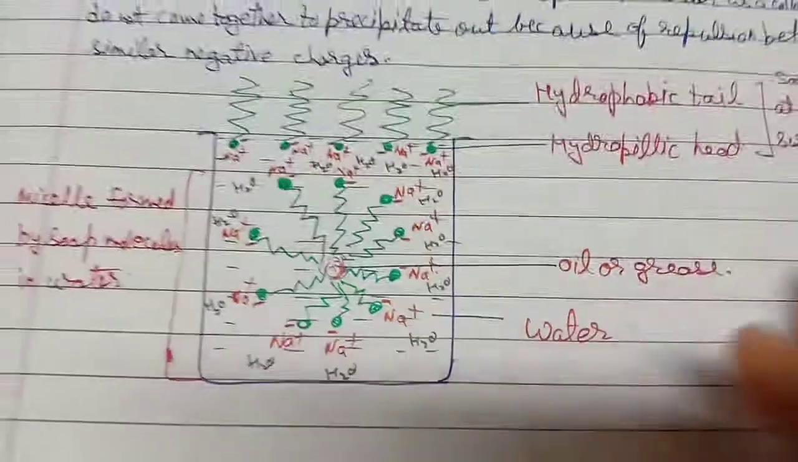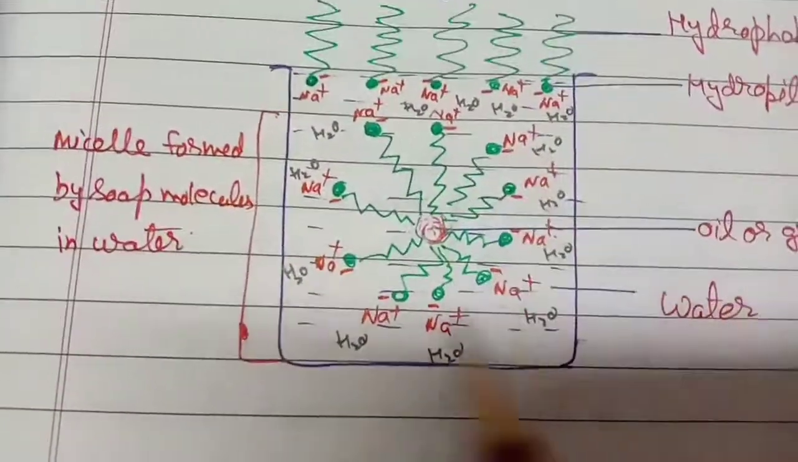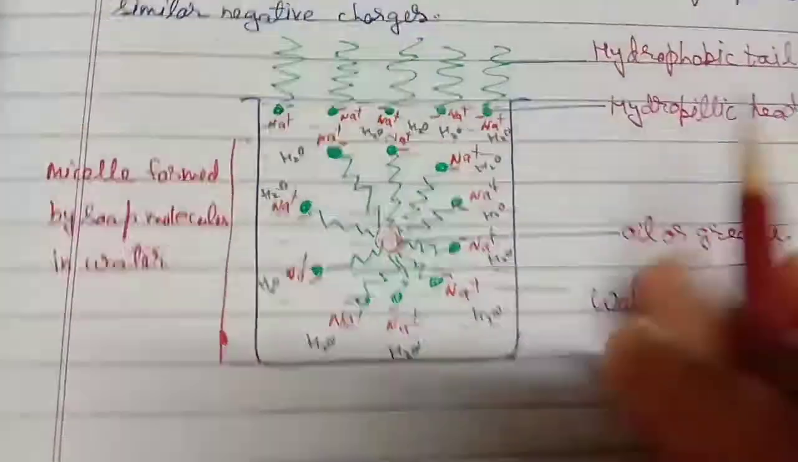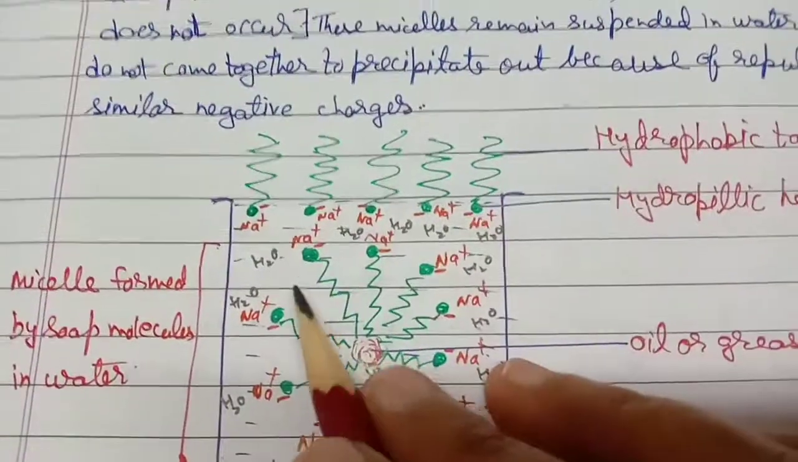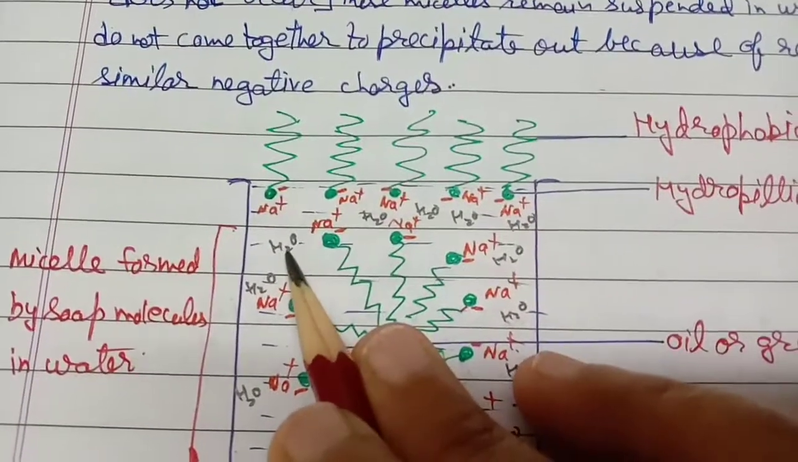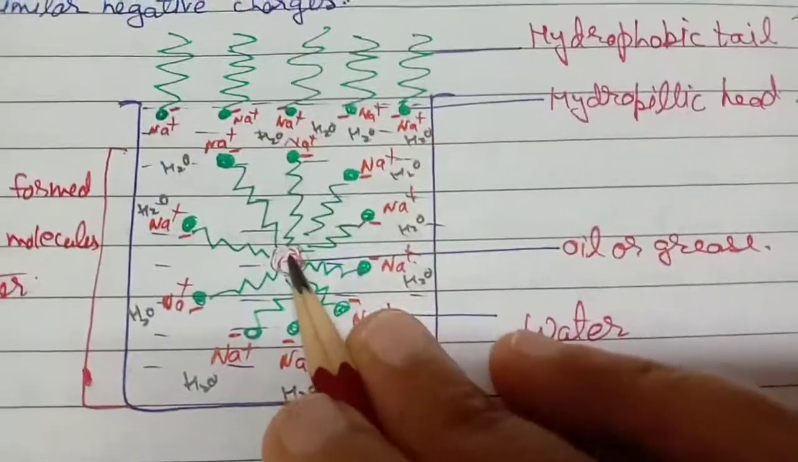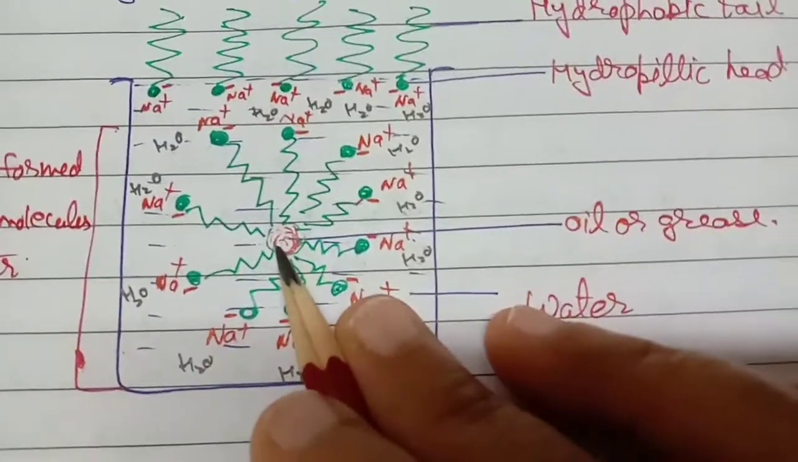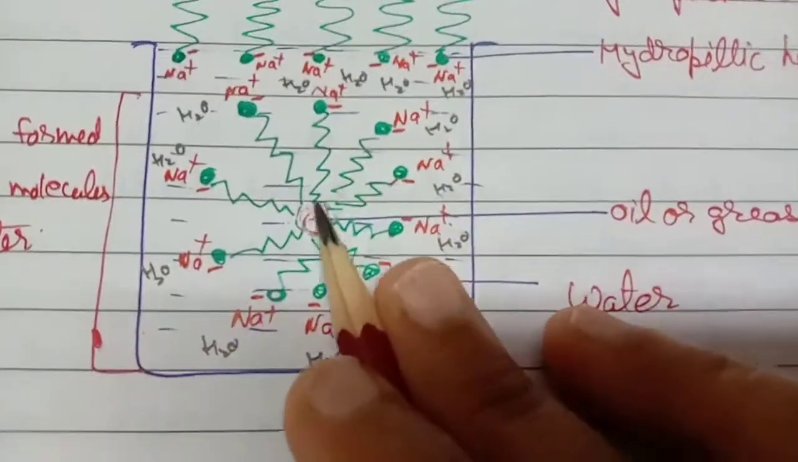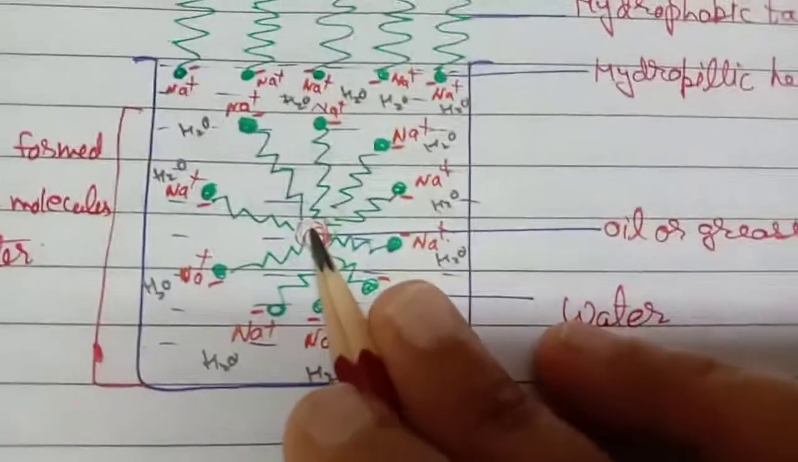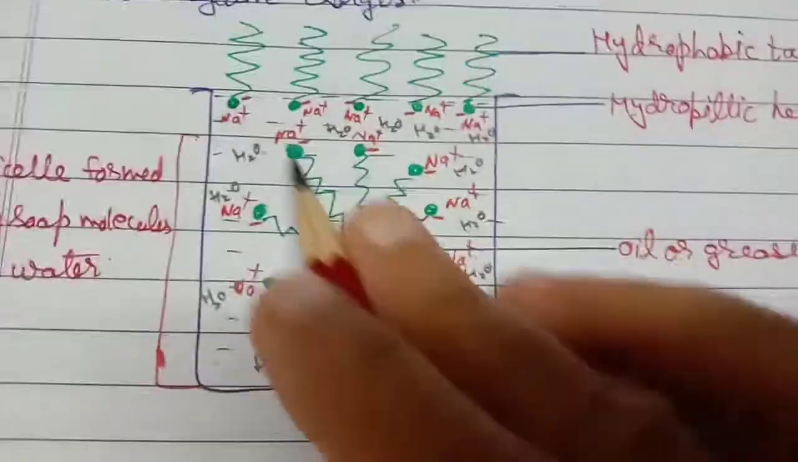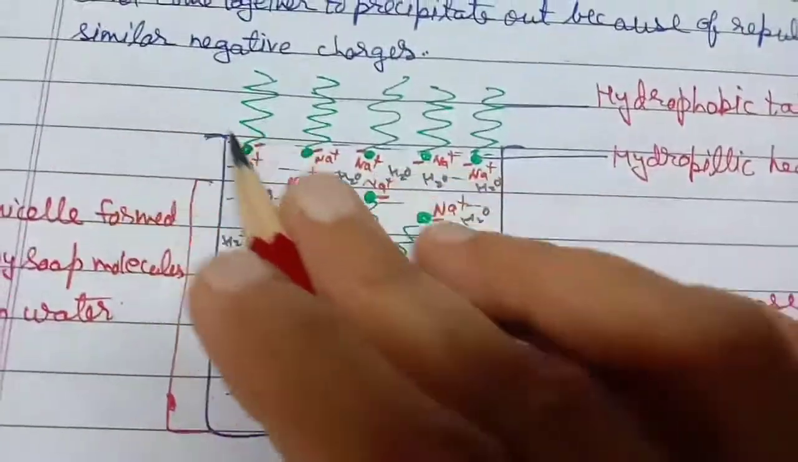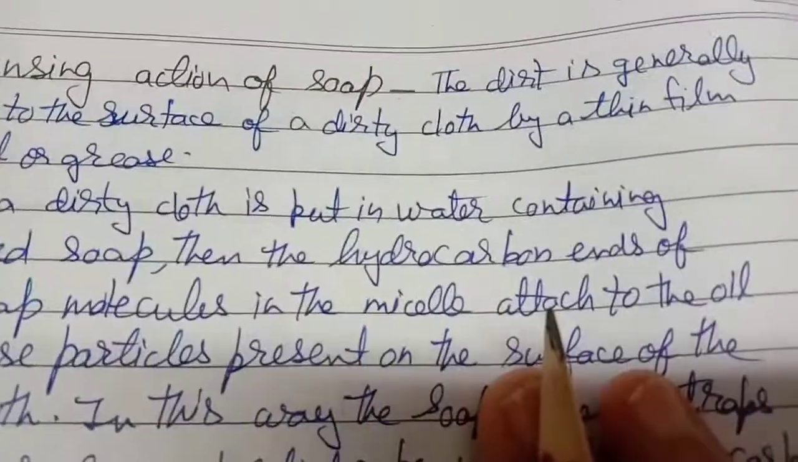So this is oil or grease, okay, and this black color is water, water all around it. Now here what is going on: the head is held by the water molecules, water is pulling the head, and the tail, wherever there is dirt, is attracted to it because it wants to dissolve in it. So water pulls the head of this molecule, and the oily dirt pulls the tail. Cleansing action of soap.